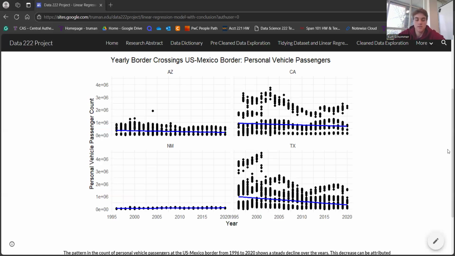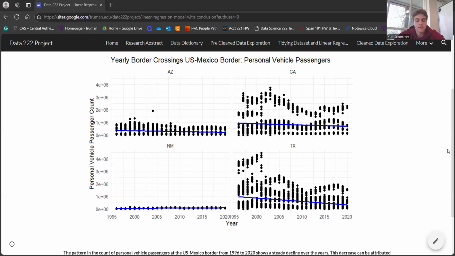One key factor contributing to the decrease is the heightened security measures that were implemented after the 9/11 attacks. These measures made travel more difficult and likely discouraged some individuals from crossing the border by car.